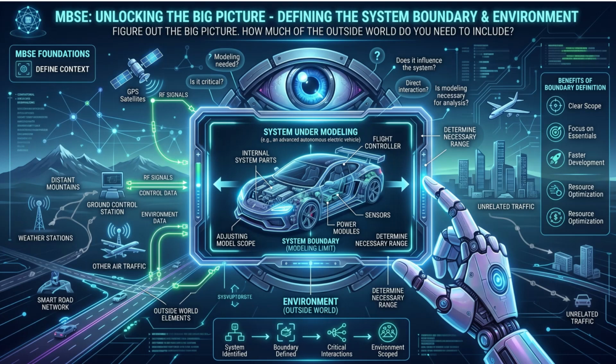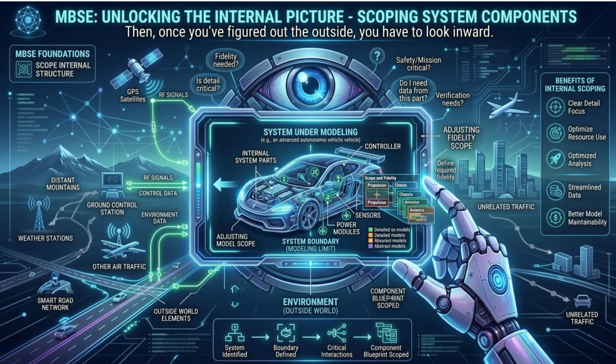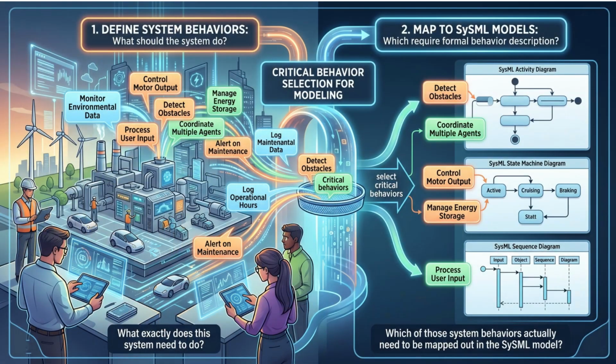For starters, we'll need to figure out the big picture. How much of the outside world, the environment surrounding our system, do we actually need to include in our model? Then, once we've figured out the outside, we have to look inward. We'll need to ask ourselves, which specific pieces of the system itself actually need to be mapped out? Once we've figured out the physical pieces, we've got to think about the action. We'll need to ask, what exactly does this system need to do? And which of those behaviors actually need to be mapped out in the model?